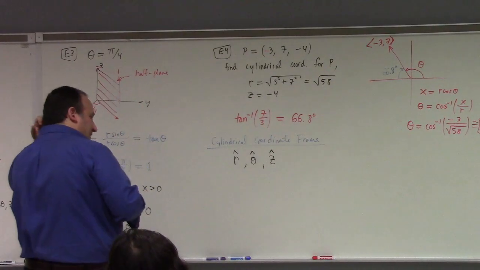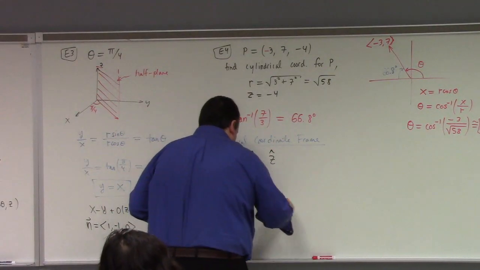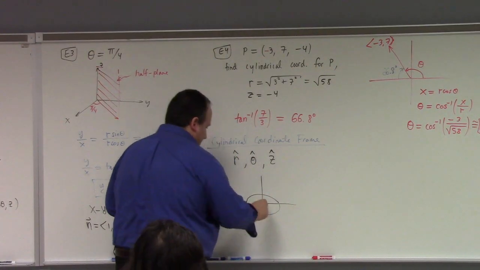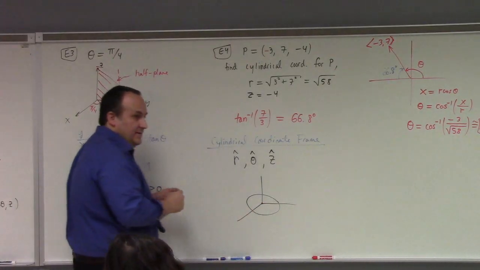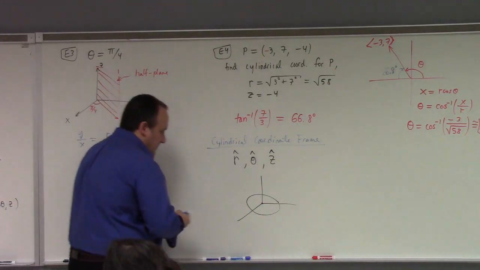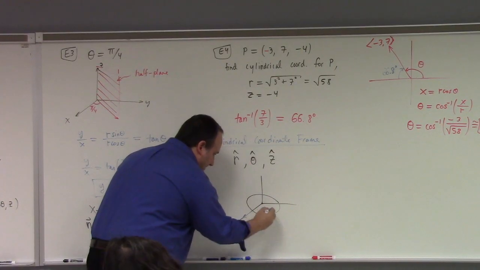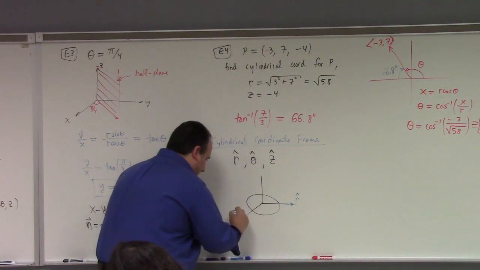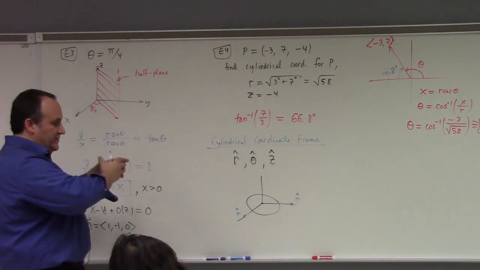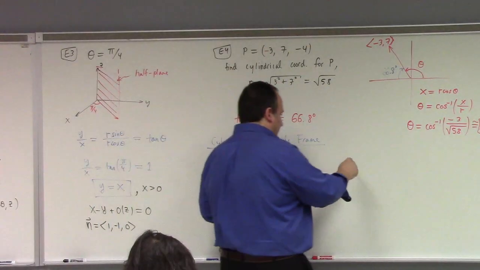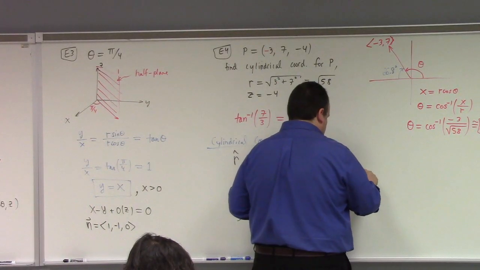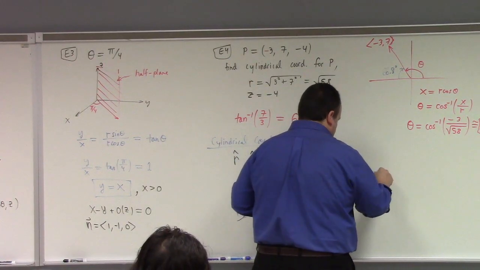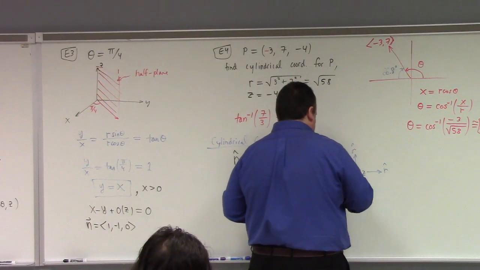So if I can picture some of these, if I take that to be the unit circle in the xy plane, r hat points radially outward. I'll only draw it here and here because otherwise my picture gets kind of fussy. If I draw the z-axis coming out at you, then r hat points like this. It points radially out.